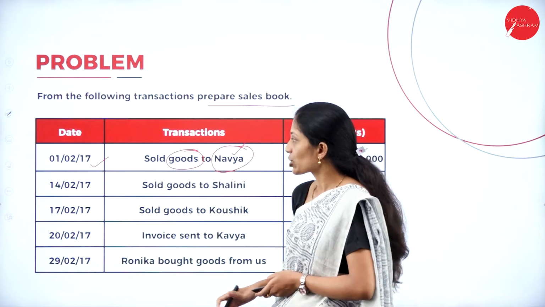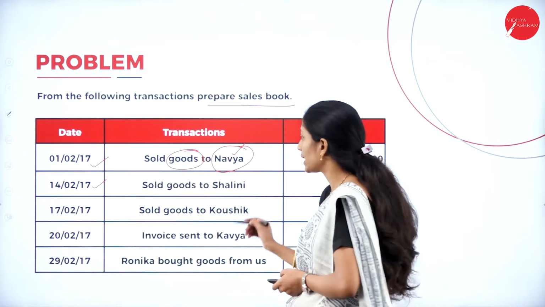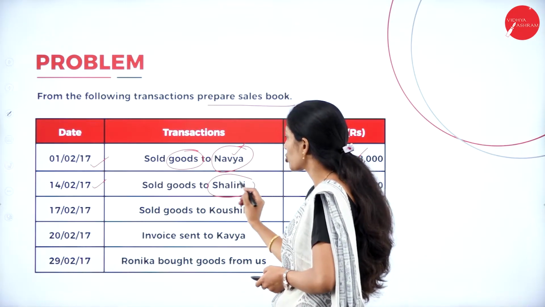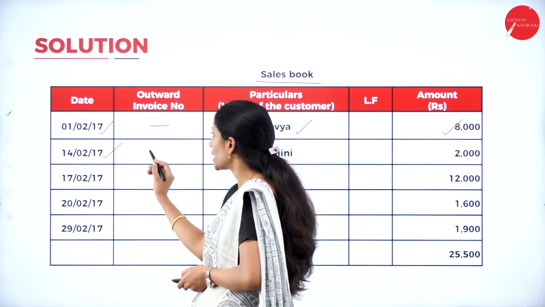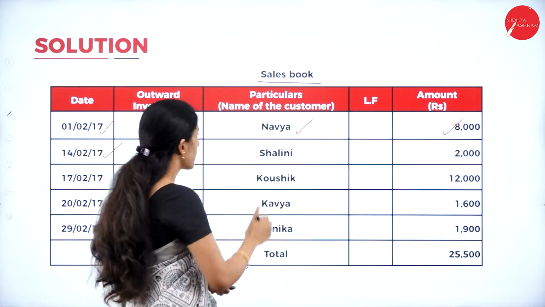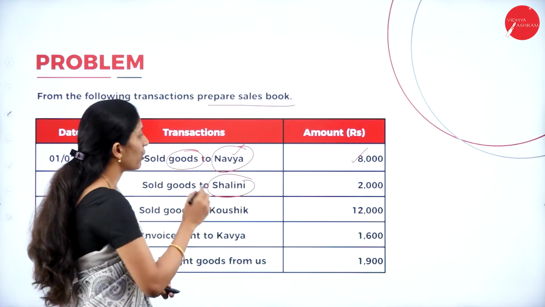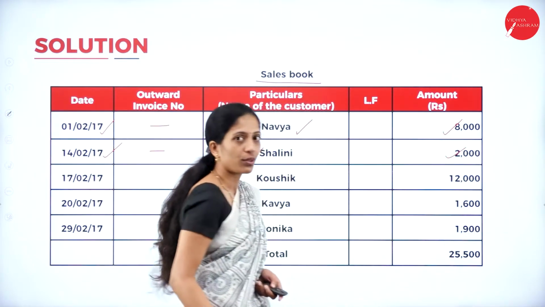Now, coming to the next one, 14/2/2017, sold goods to Shalini. So, here the name of the customer is Shalini. So, how do you write? Write the date 14/2/2017. There is no outward invoice number, and the name of the customer is Shalini, and what is the amount? Amount is 2,000. So, write the amount 2,000.